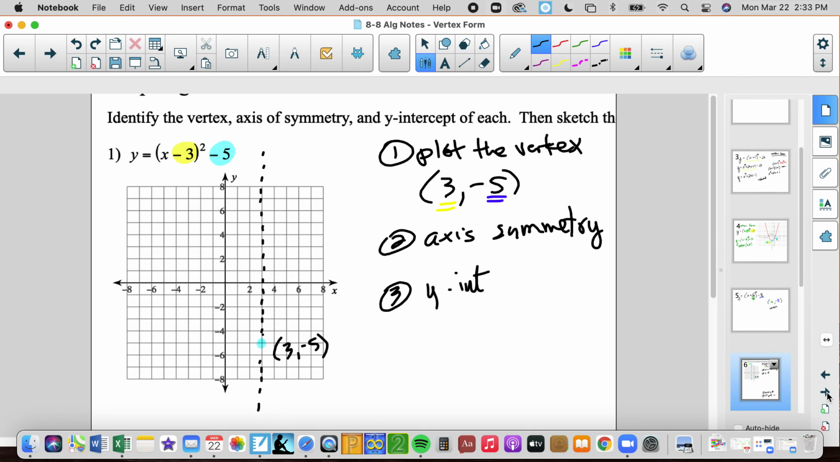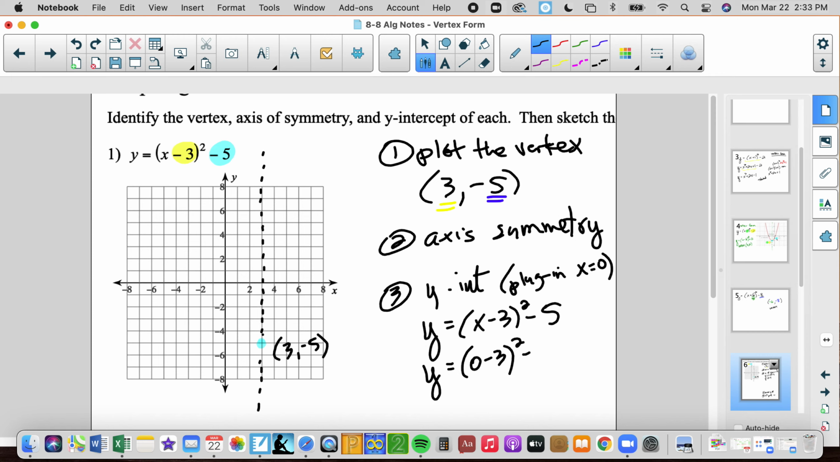So when I find my y-intercept, I'm going to plug in a 0 for x. So I'm going to take this equation, y equals the quantity x minus 3, quantity squared, minus 5, and I'm going to plug in 0 for x. And I'm going to simplify.